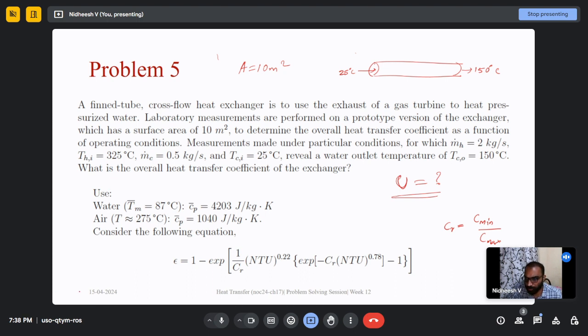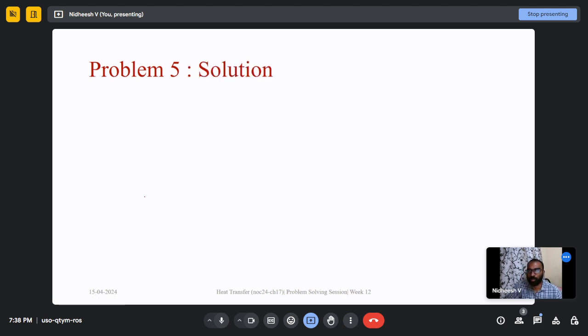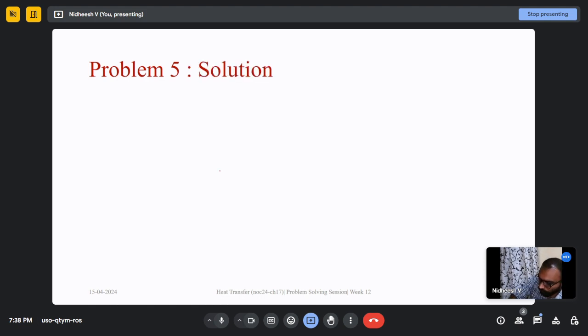Have you gone through the problem statement? Yes. So let's try to solve this problem. First, we have been given an expression for effectiveness, right? So let's try to evaluate this effectiveness first. Because what do we need to find out? We need to find out the overall heat transfer coefficient. We can express it in terms of number of transfer units, right?